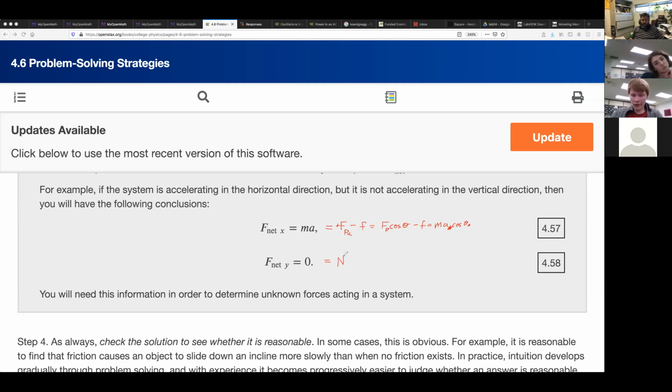So maybe it's equal to the normal force, which is a positive direction force, and then minus the weight. Then you can break this up into the normal force minus mass times gravity, because you know that the weight is equal to mass times gravity. And then maybe that is equal to 0. Maybe there's no acceleration in that direction, in which case this would mean that the normal force equals the mass times gravity.